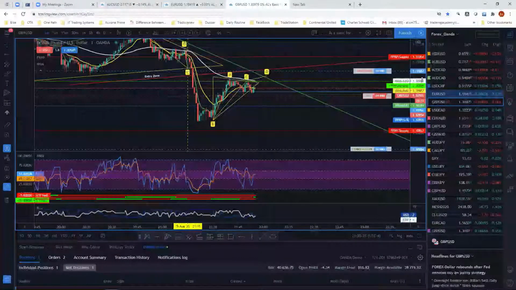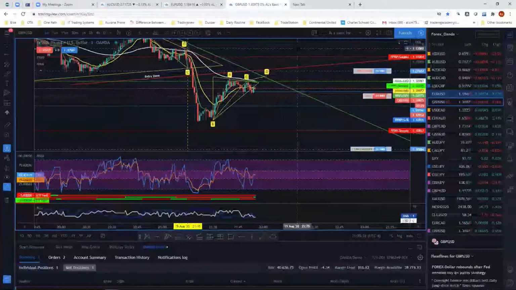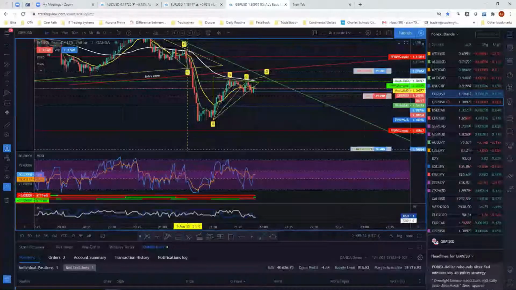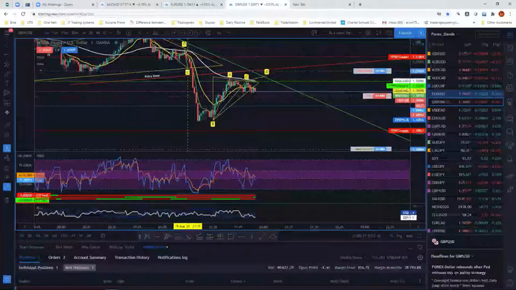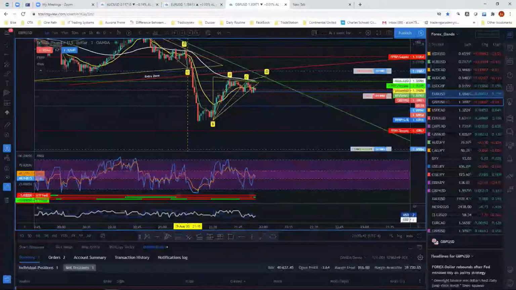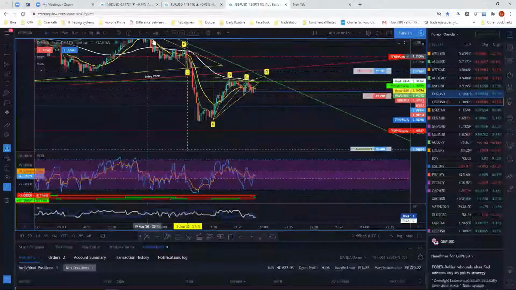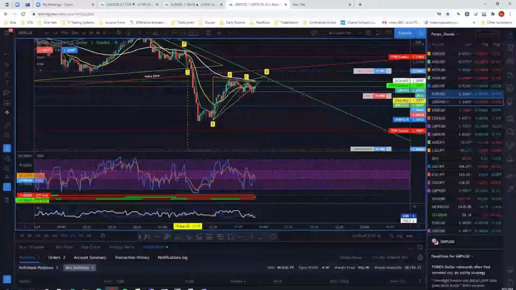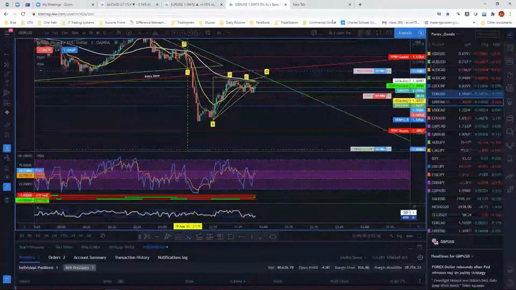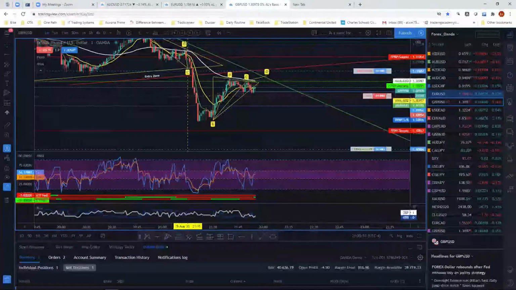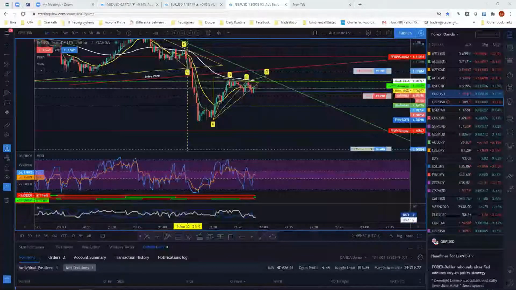And what lot size are you using? Well, what we do is we have a position size indicator. Let me see if I can pull it up for you. Okay. Let me see if I can find it here. Bear with me a second. I'll see if I can get it.